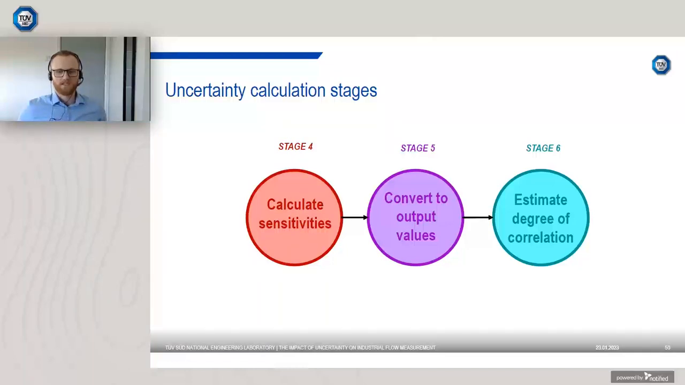Stage 6 is estimate the degree of correlation. Again, I'll touch on this in later slides, but only briefly. Correlation is quite a complex subject, but I'll give a few pointers on how to deal with it initially. You don't necessarily always need to take it to a high degree of complexity with correlation. But more information on correlation is given in the GUM, which I mentioned earlier.